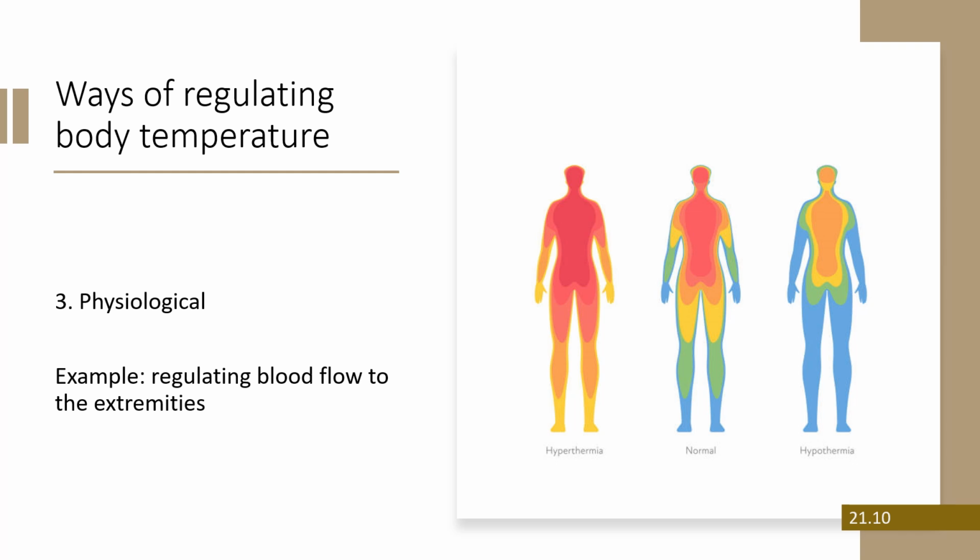Temperature may also be regulated through physiological processes. When we get too hot, blood rushes to the capillaries in our skin, so heat can be released from our bodies. But when we get too cold, blood moves away from the skin to avoid losing heat.